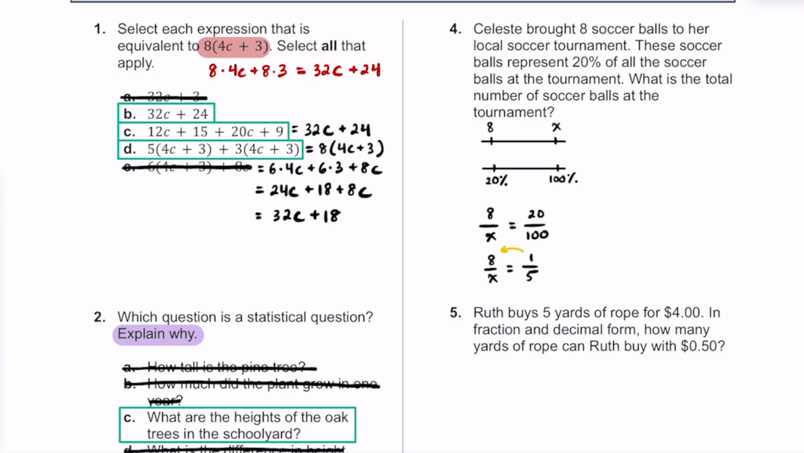And then you can say, how does 1 become 8? Well, you can multiply it by 8. And then how does 5 become this? Well, we can say 5 times 8 would get you that value for x. So we can see here that x would be equal to 40. And that hopefully makes sense too, because 20 times 5 would be 100, and so 8 multiplied by 5 would also equal this 40 that we got a moment ago. So if Celeste brought 8 soccer balls to this tournament, and that represented 20% of all the soccer balls, there must have been 40 total soccer balls at this tournament.